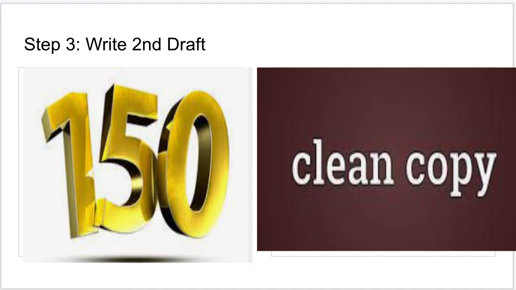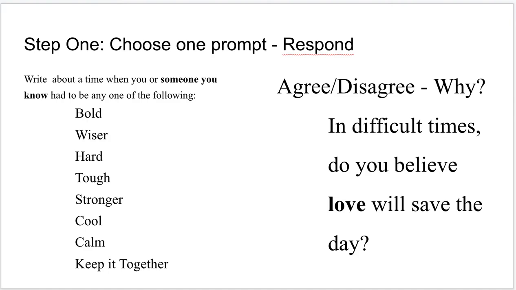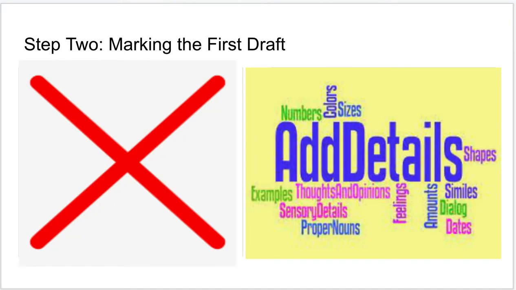Unlike the first draft that only had to be 4 to 6 sentences, this second draft must be 150 words. 150 words. So now that you have that, okay? Let's look at what you've completed. You've responded to the prompt in 3 or 4 sentences, no more than 5 minutes, just a quick write. Now you've marked that first draft, places where you're going to add. How am I going to make this paper better?